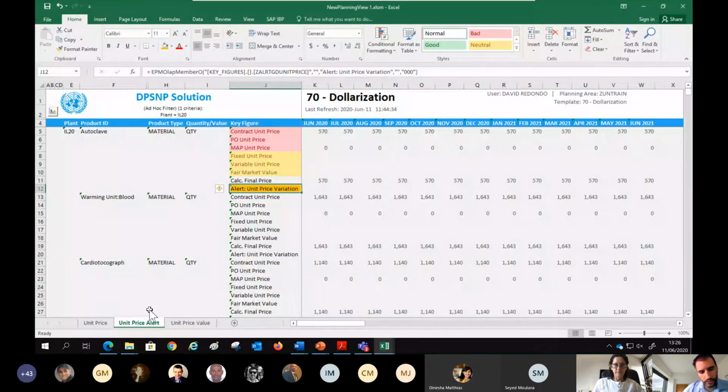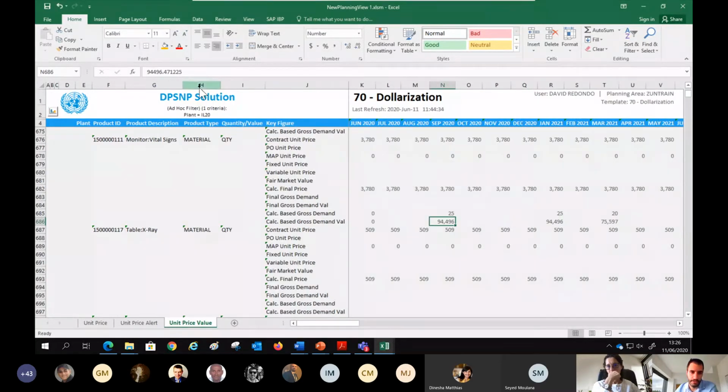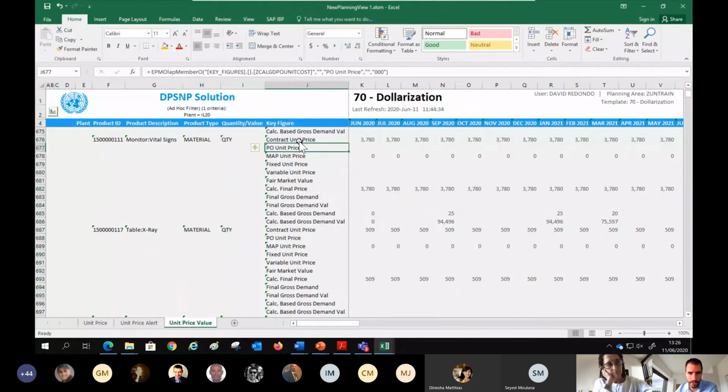All right. So let's go to the last tab. Also remember that we have the next week sessions to go through it. That will be smaller groups, so everybody will go through the exercise, and we will be able to have more interactive discussions. So the last tab of this template is called unit price value, and I think it's very easy to understand, because it will give us the information that we had on the previous tabs, with the prices, with the contract unit price, and so on.